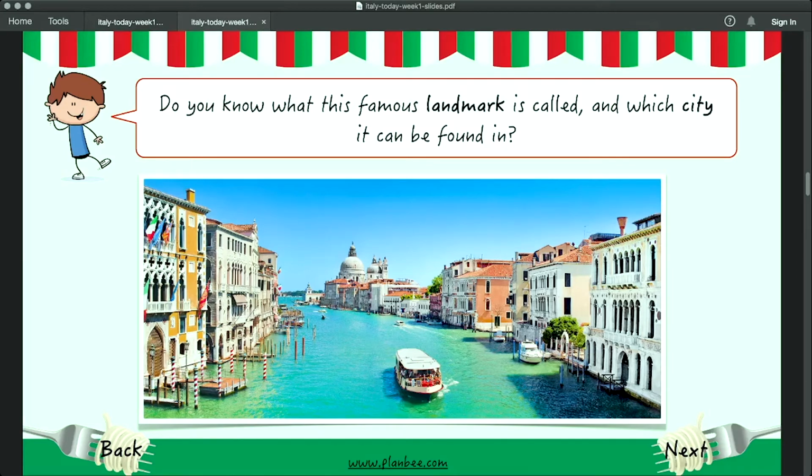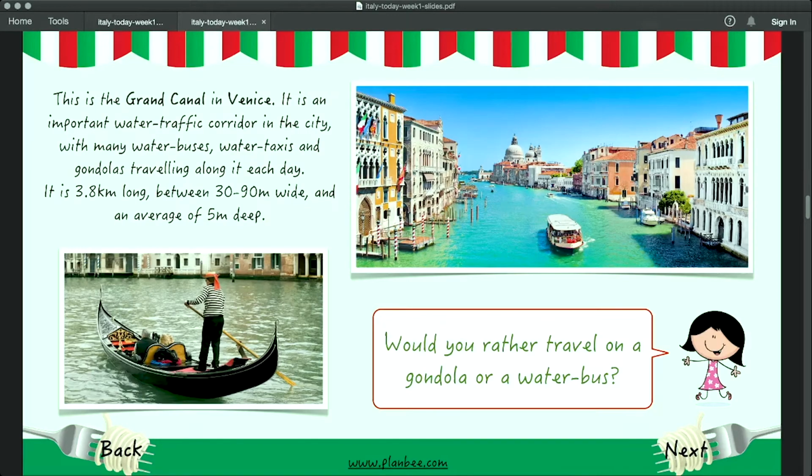Do you know what this famous landmark is called? Which city can it be found in? This is the Grand Canal in Venice. It's an important water traffic corridor in the city. There's many water buses, water taxis and gondolas all travelling along it each day. It's 3.8 kilometres long and as much as 90 metres wide in some places.